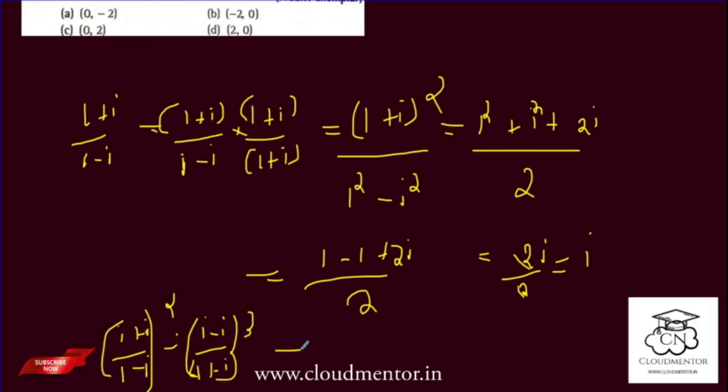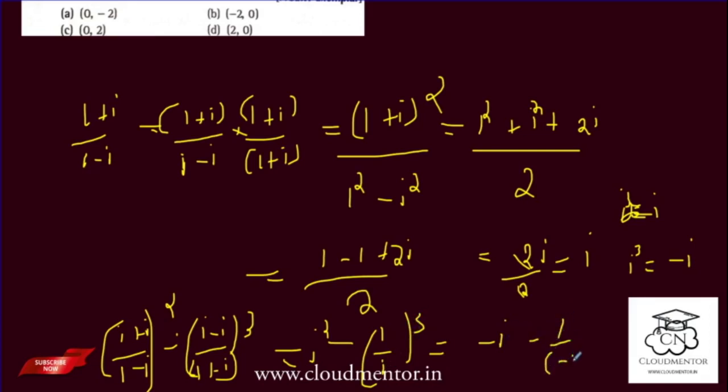is equal to i cube minus (1 by i) the whole cube, right? Yes. I square is minus 1, so minus 1 of i, that is minus i. I cube is minus i. So applying that, that is minus i minus 1 cube is 1 and i cube is again minus i, that is 1 by minus i.